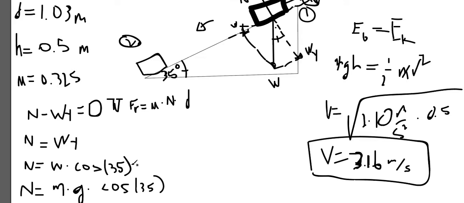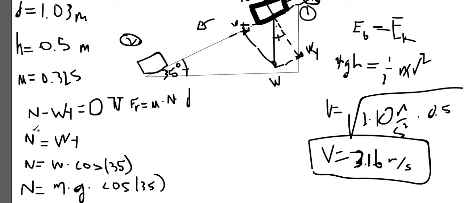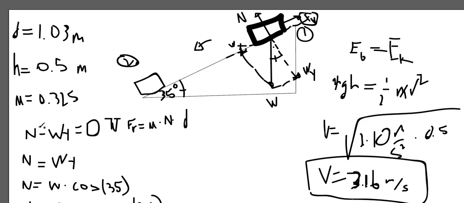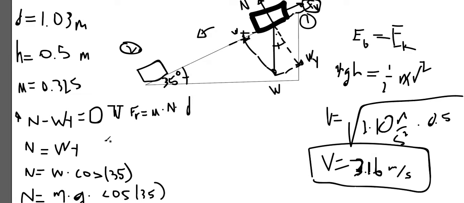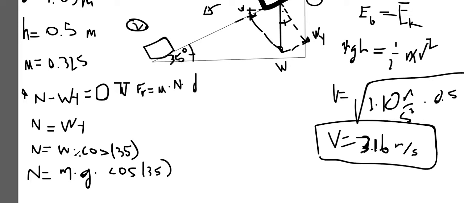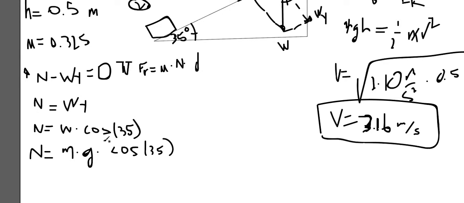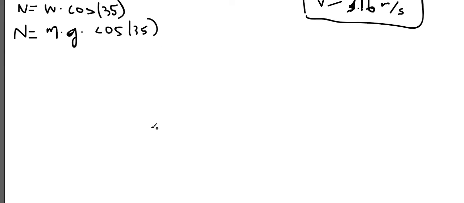So we're going to have that N minus Wy, because we know that up is positive in this case, is going to equal 0 because there are no other forces acting on this. So N will equal Wy, N will equal the weight times the cosine of 35, because this angle is equal to this, and Wy would be equal to the cosine of 35 times the weight. And then we know that weight is mass times gravity, so N is m g times the cosine of 35. So now we're going to do this again, but taking into account the work done by the force of friction.